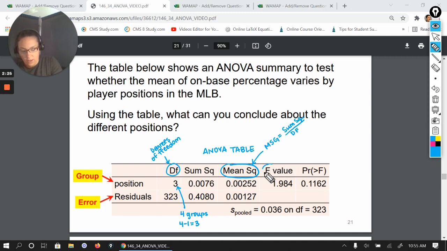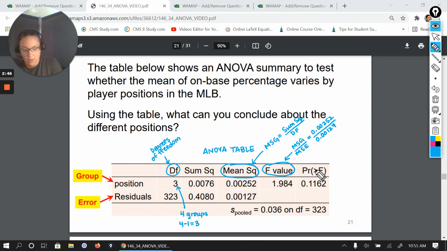For the F value, remember, this is calculated as the mean square for groups divided by the mean square for errors, and so that would equal 0.00252 divided by 0.00127.